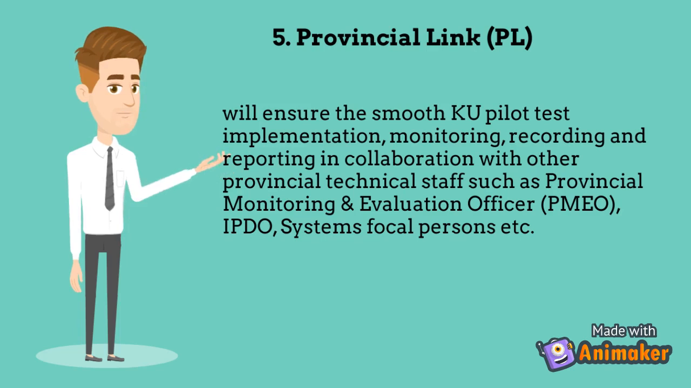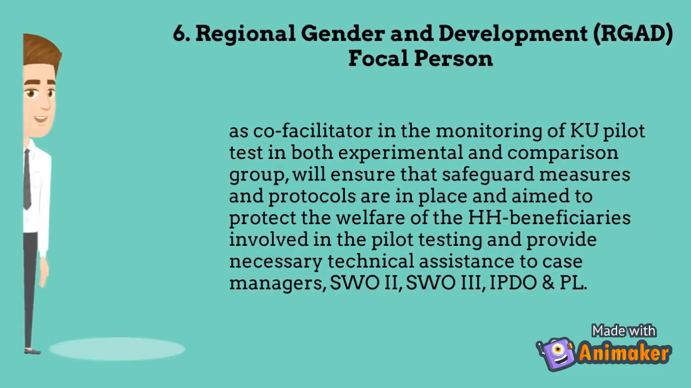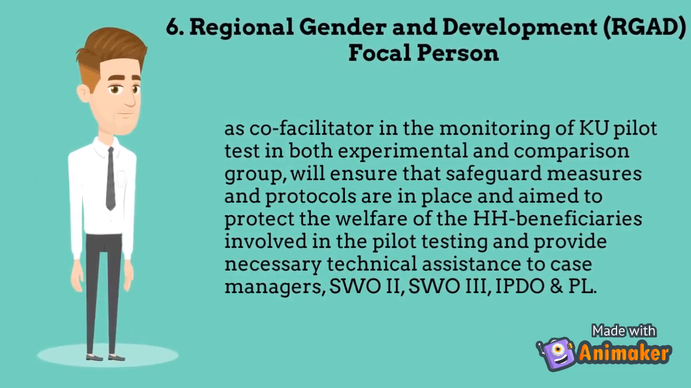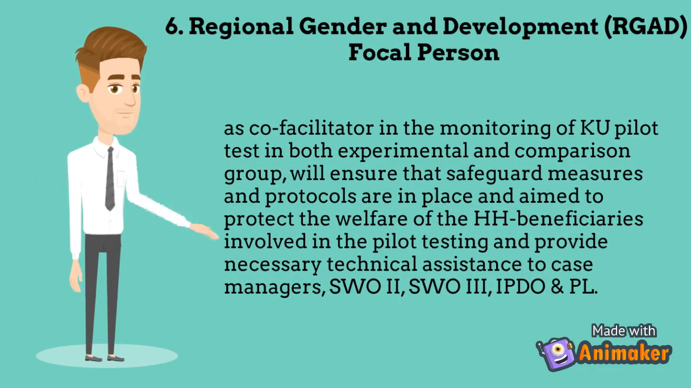Number 5, the Provincial Link will ensure the smooth KU pilot test implementation, monitoring, recording, and reporting in collaboration with other provincial technical staff such as the Provincial Monitoring and Evaluation Officer, IPDO, Systems Focal Persons, etc. Number 6, the Regional Gender and Development Focal Person, as co-facilitator in the monitoring of KU pilot test in both experimental and comparison group, will ensure that safeguard measures and protocols are in place and aim to protect the welfare of the household beneficiaries involved in the pilot testing and provide necessary technical assistance to case managers, SWO2s, SWO3s, IPDO, and Provincial Links.